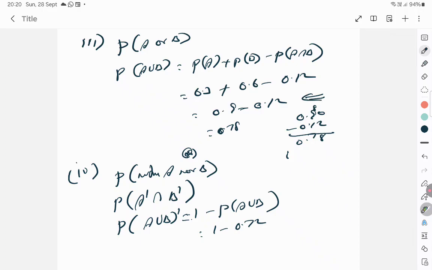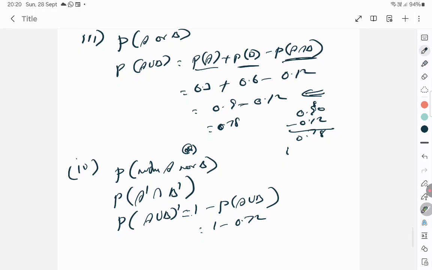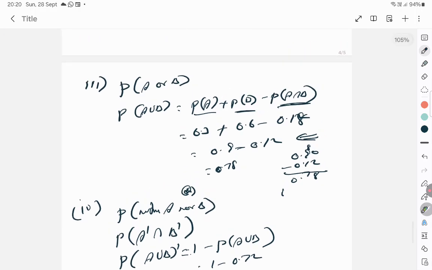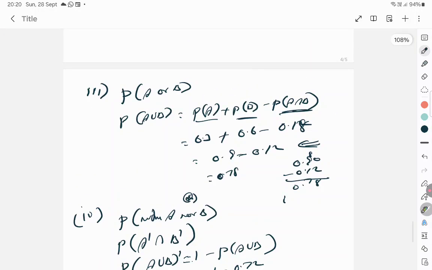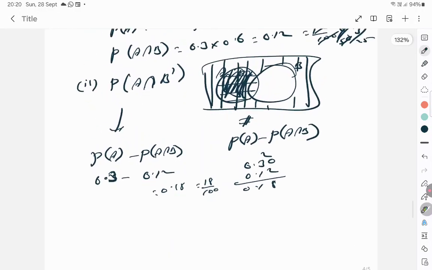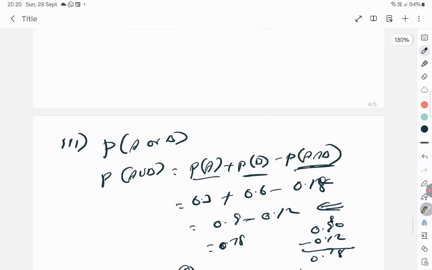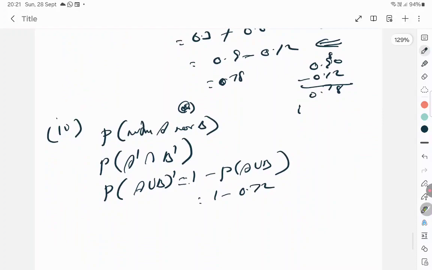Can we check what is wrong? What is P of A? 0.3. P of B is 0.6. Intersection is 0.18. How is it 0.18? Previous question. Yeah, it is 0.18. That's why. Okay, so then let's go to the next question.